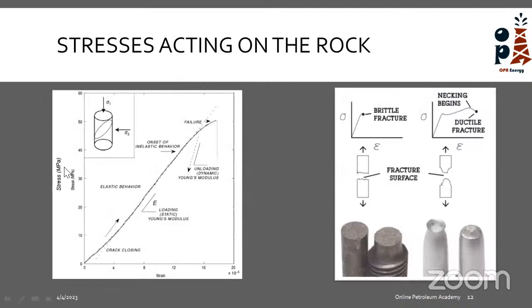This slide: the stress being applied on the rock. The axial stress being applied on the rock, as it increases, the amount of strain changes. It's a direct relationship, and it's directly proportional with the strain.